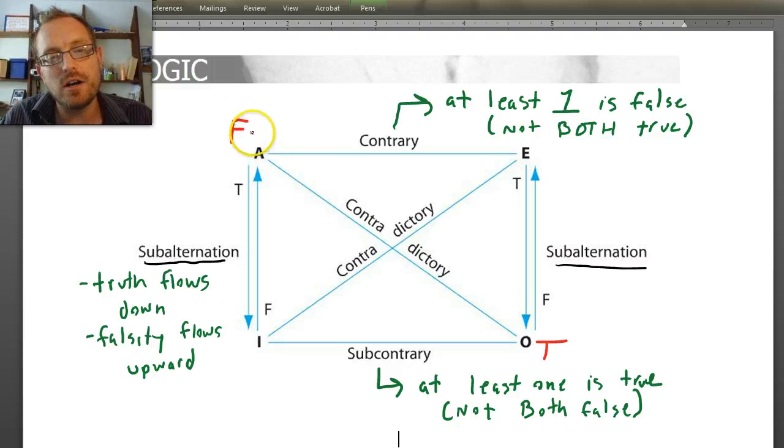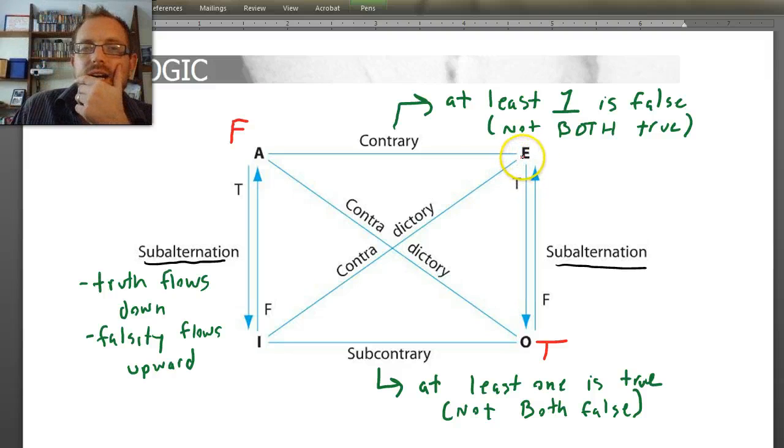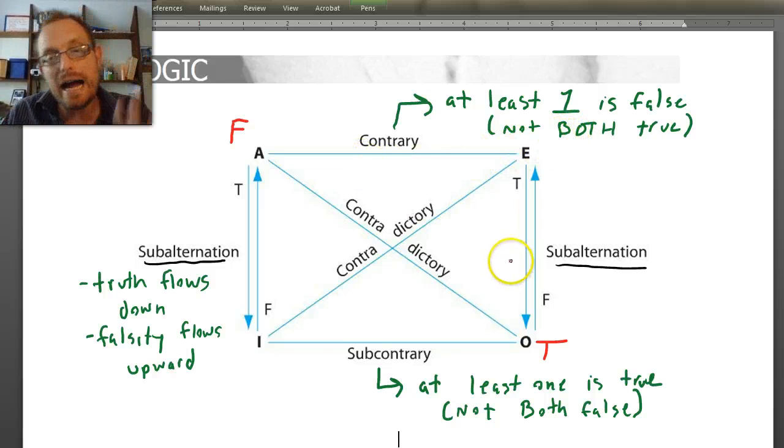Now, if this is false, remember, falsity doesn't go downward, so I still don't know the value of this, okay? And the subcontrary doesn't tell me, so the question is, can I figure out what this value is here? Well, remember, what's the rule for the contrary? At least one is false. Well, here's the one that's false. They're not both true, but they could both be false. So you can see here, if I just started with T, then all I can compute is the contradictory value. These remain unknown.